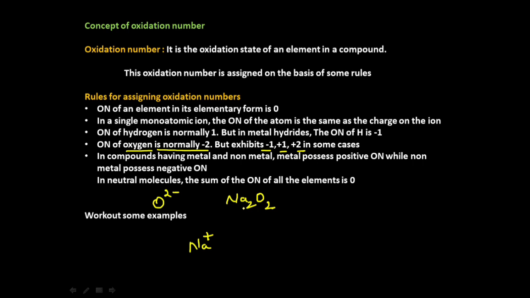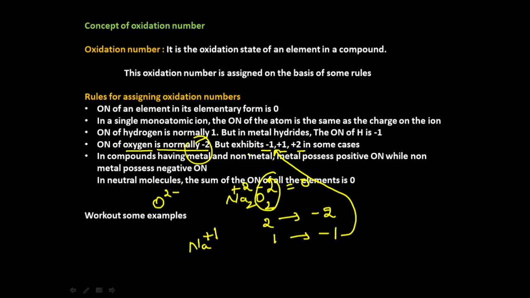One sodium atom will possess +1 charge. There are two sodium atoms, so Na2 will possess +2 charge. In order to neutralize this, the two oxygen atoms must possess -2 charge, so that the whole molecule becomes 0. So two oxygen atoms possess -2 charge, and one oxygen atom possesses -1 charge. This is how oxygen exhibits -1 oxidation state. Normally the oxidation state of oxygen is -2, but in some compounds it will exhibit -1 as well.